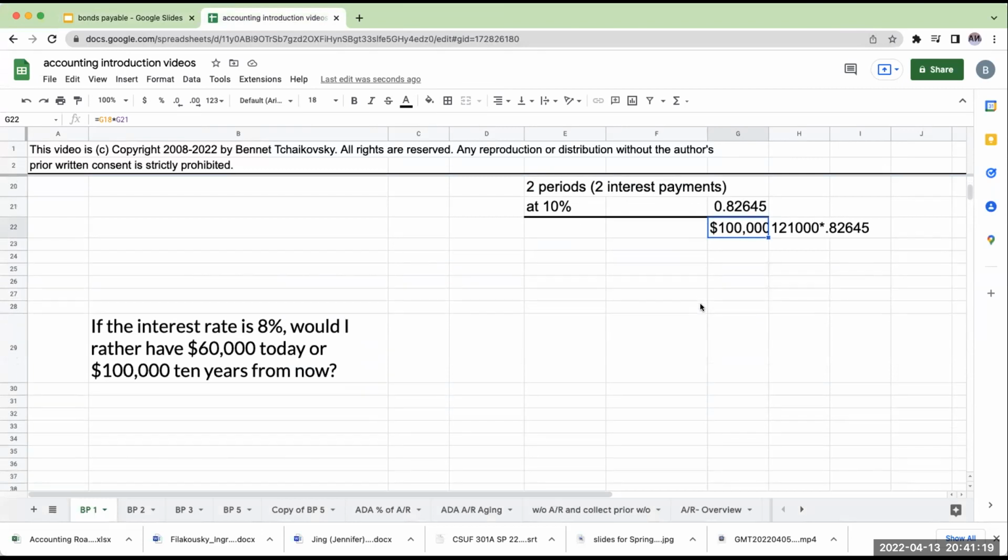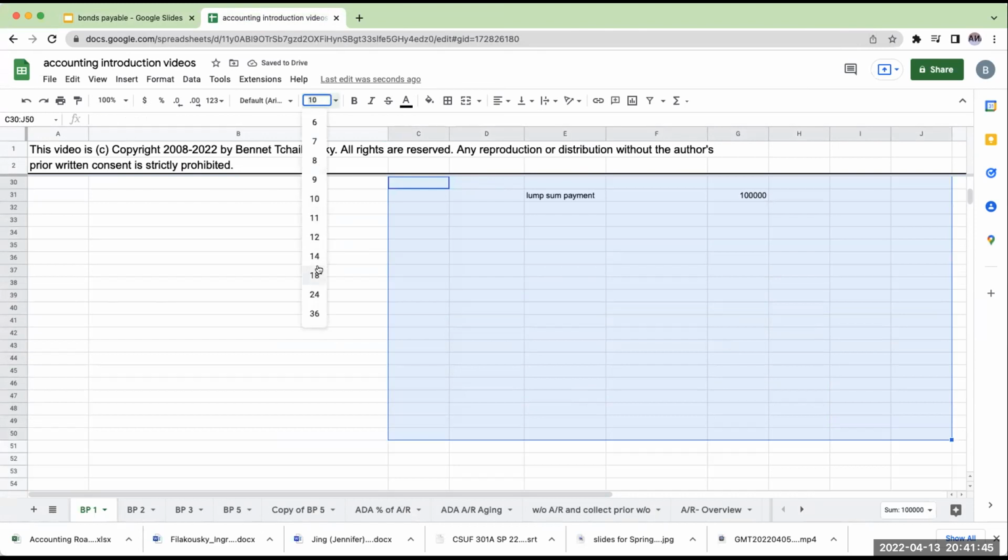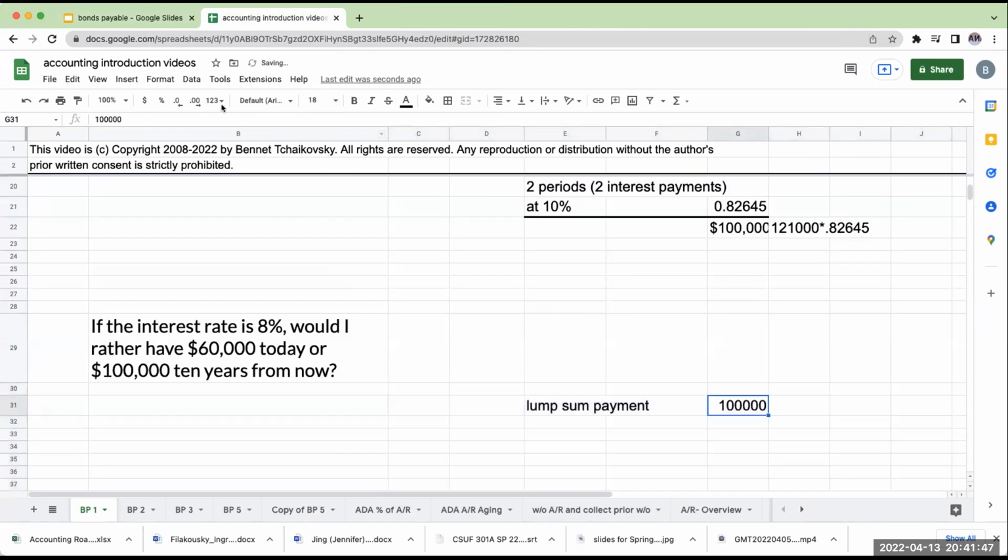Now, here's the big question. If the interest rate is 8%, would I rather have $60,000 today or $100,000 10 years from now? Let's go ahead and check this out. Over here, I'm going to be receiving my lump sum payment, which is going to be $100,000.